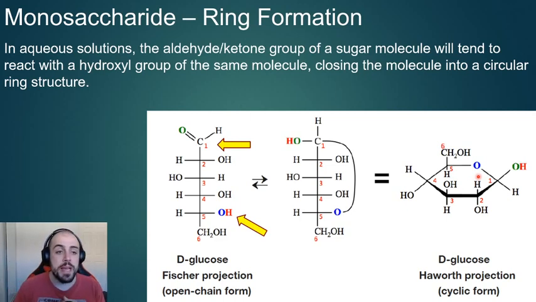Okay, I would expect you guys to be able to convert a Fisher projection to a Haworth projection and vice versa, and be able to take a Haworth projection and redraw it as a Fisher projection.